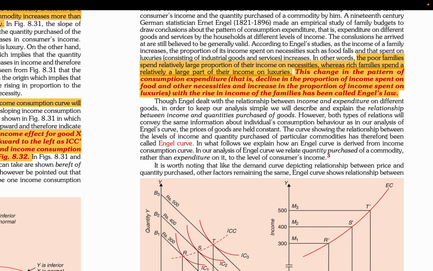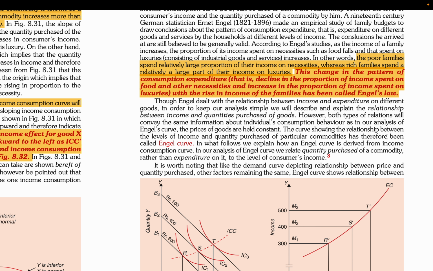Though Engel dealt with the relationship between income and expenditure on different goods, in order to keep our analysis simple, we will describe and explain the relationship between income and quantities purchased of goods. However, both types of relationships will convey the same information about the individual's consumption behavior. As in our analysis of Engel's curve, the prices of goods are held constant.